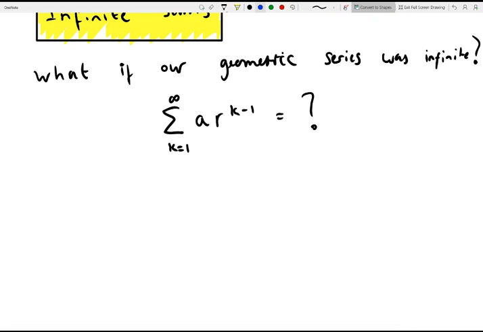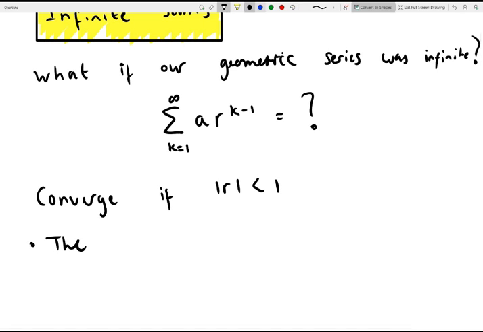Well, it's actually relatively simple. This will only converge if the modulus of r is less than 1. Okay, so as long as r isn't actually 1 or minus 1, then if we continue to add up all the terms in this series, then it will actually converge onto a number.